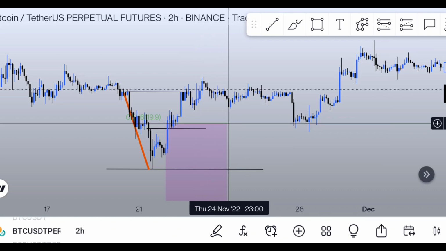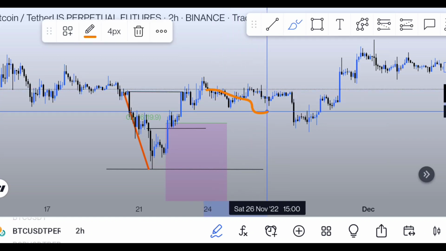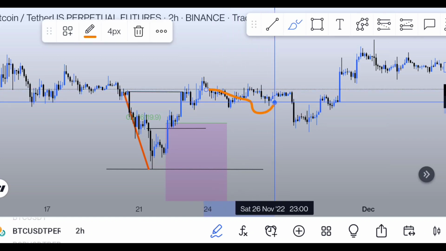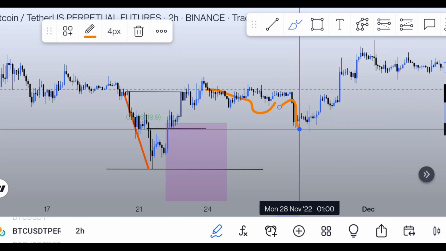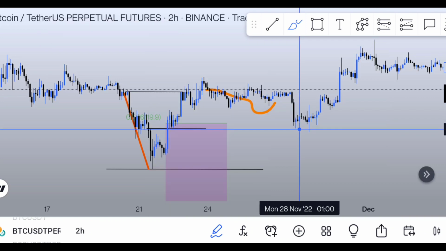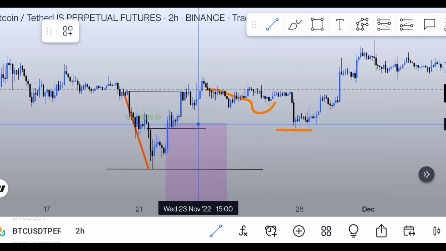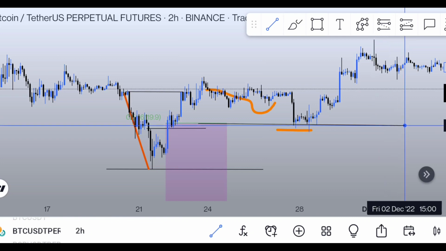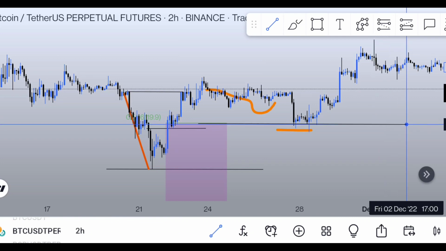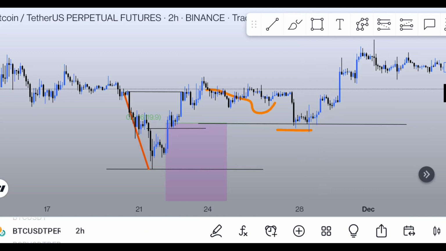I will wait for this level. Okay, but it has not come under this level, so I won't enter my trade. What happened was, here it came under that 0.5 fib level, so that is where you should buy. Below this 0.5 fib level is your buying zone. Once it comes below this 0.5 fib level, you will long here.